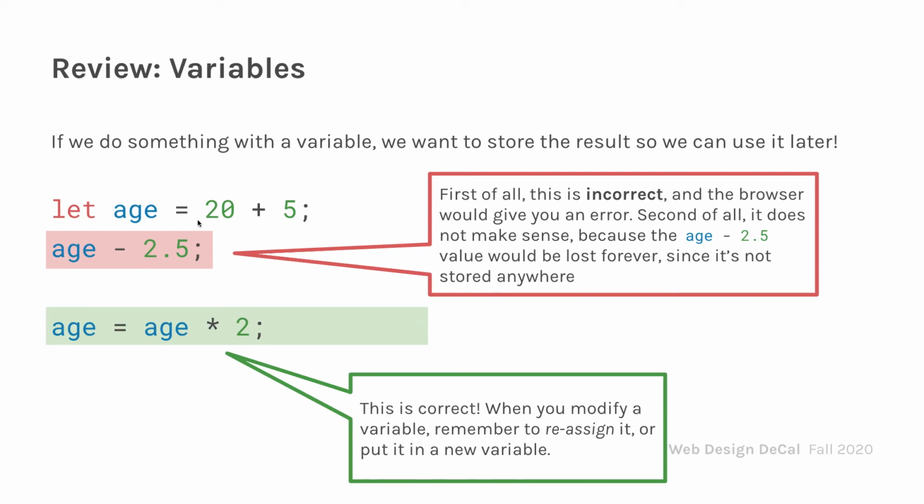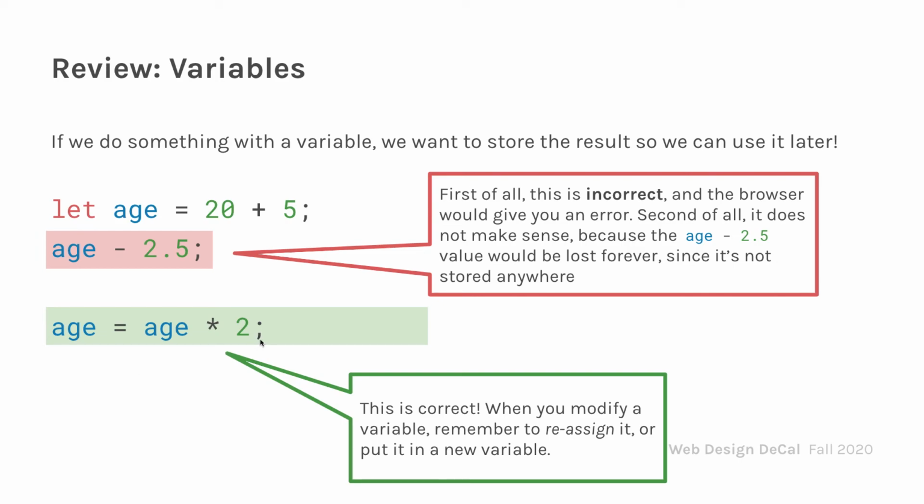So you notice how the first line we say let age equals 20 plus 5. So age is saved forever, or until we change it again, to the value 25. If we just did 20 plus 5 in that one line, there's no point. The computer just did some useless computation of 20 plus 5 and then just deleted that 25 value because it's not being saved anywhere. Same thing for age minus 2.5. We're not saving it to a specific value. However, here, this is correct.